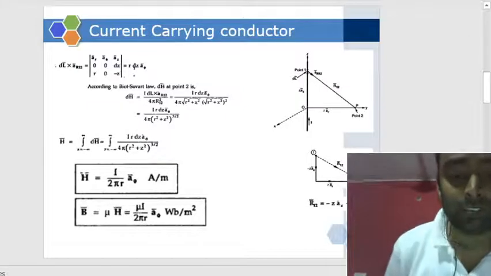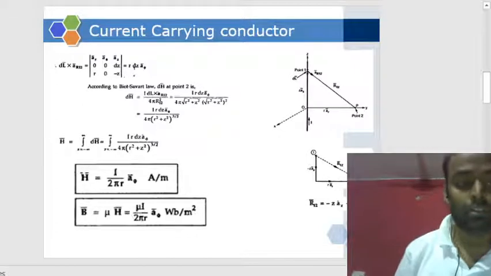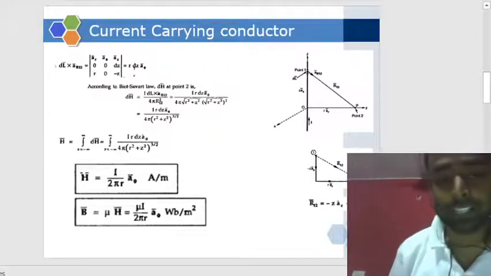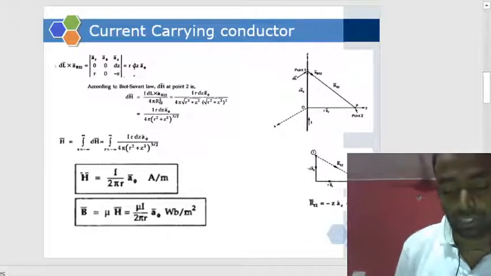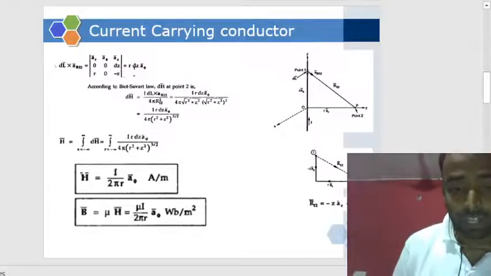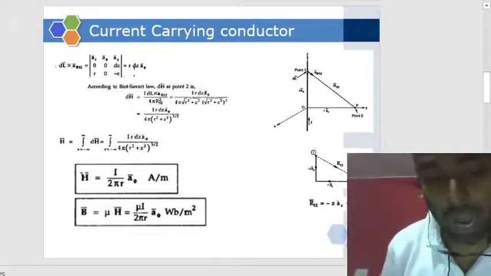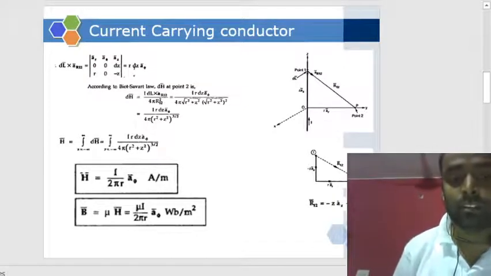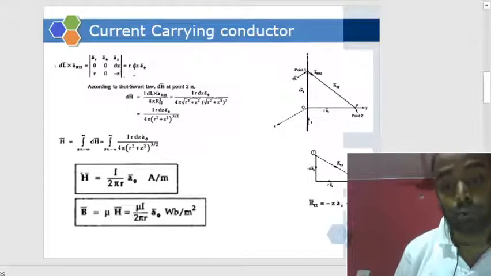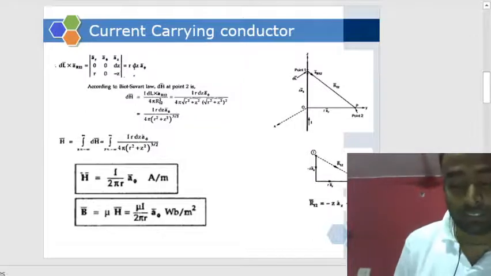As we did for infinite current carrying conductor, you can do for finite length current carrying conductor and other things also. So from this we can see that H is inversely proportional to r, directly proportional to I. That means the more the current, the more the field; the more the distance, the less the field. That's a simple funda.